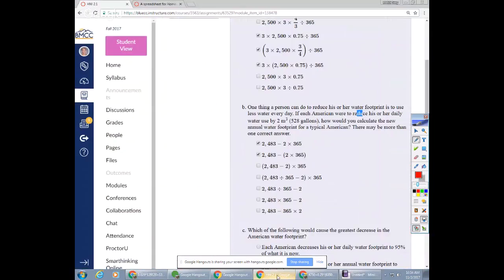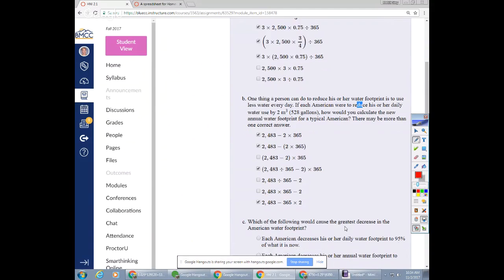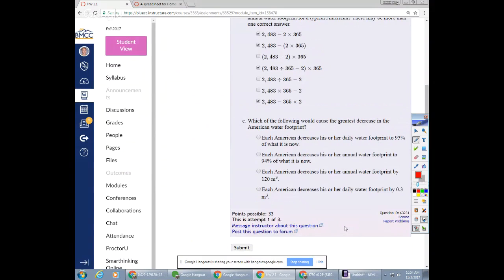Where the heck is my homework? Oh gosh, we're out of time. Darn it. All right, that one works. That one doesn't. That one doesn't. That one does. We just changed the order 2 times. And then, which of the following would cause the greatest decrease? I can't do that in overtime. It's too hard to think about.